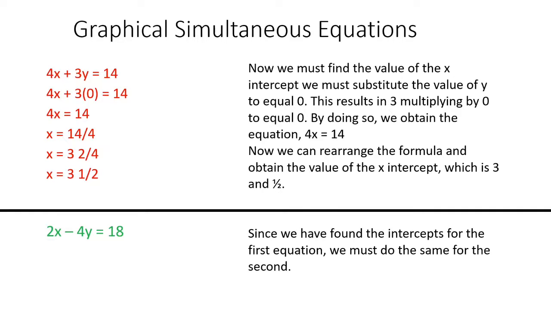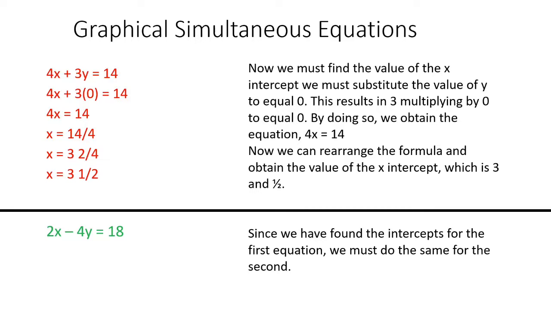Now we must find the value of the x-intercept. We must substitute the value of y to equal 0. This results in 3 multiplied by 0 equals 0. By doing so, we obtain the equation 4x equals 14. Now we can rearrange the formula and obtain the value of the x-intercept, which is 3.5.